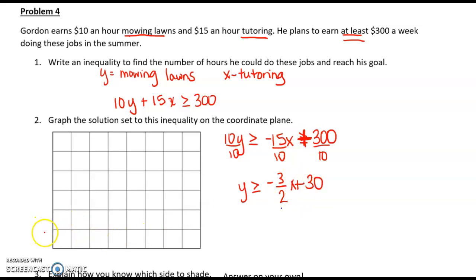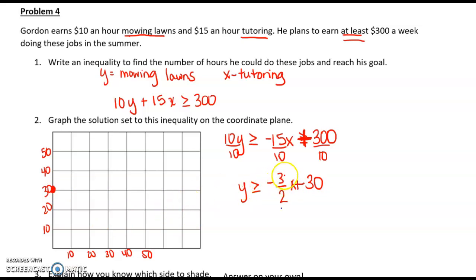All right, so let's see. I'm going to count by tens, I think. 10, 20, 30, 40, 50, and 10, 20, 30, 40, 50, and so on and so forth. So I'm going to start at 30 because that's where my B is. I'm going to go down, okay?